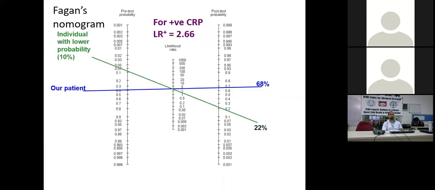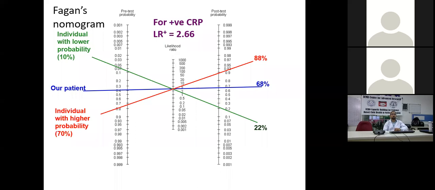Let's take another individual with a lower pre-test probability of having the disease, say 10%. So now my line will cut 10%, it will cut 2.66, and then if you extend the line, it cuts the post-test probability line at 22%. So what does this mean? It means that if someone comes with only a 10% probability of having sepsis, I do a CRP, the CRP is reported positive, then this individual has only a 22% chance of having sepsis. It's not a 100% chance. It's only a 22% chance.